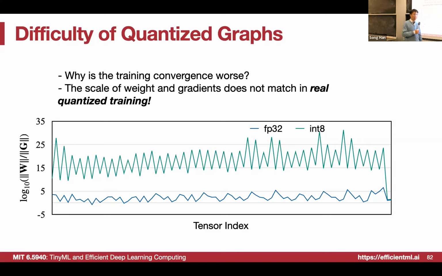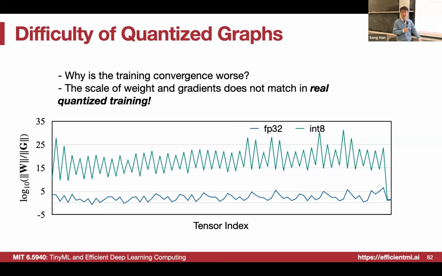And why is that the case? What is the mismatch that caused such optimization difficulty? So here we plotted the weight over gradient ratio. Okay, so this is log of weight over gradient. This is FP32. This is int8. Actually, we find the scale of the weight over gradient with FP32 versus the quantized training is drastically different.